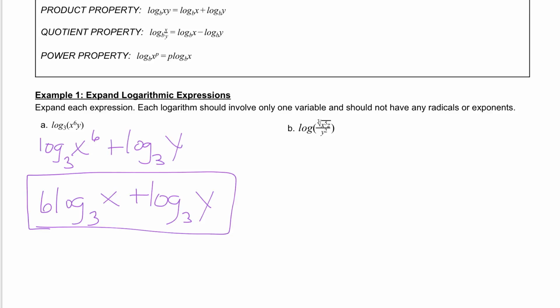So I'm going to take the log, and since I don't want any radicals, the cube root is the same thing as raising something to the 1/3. So I have the log of x to the 5th times z raised to the 1/3, and I'm subtracting the log of y squared.